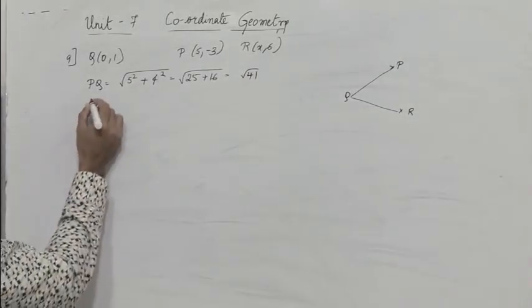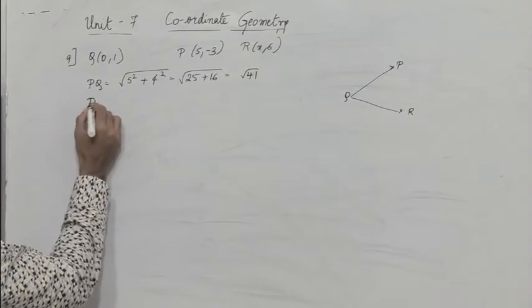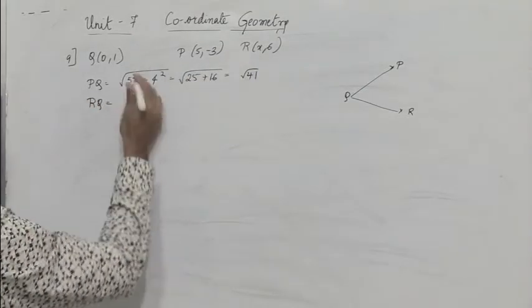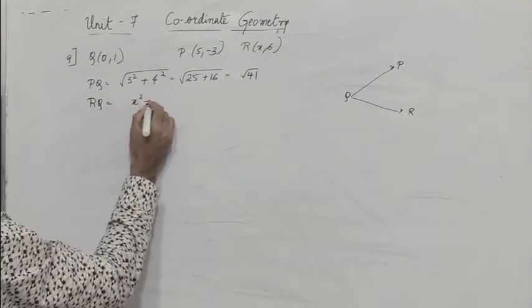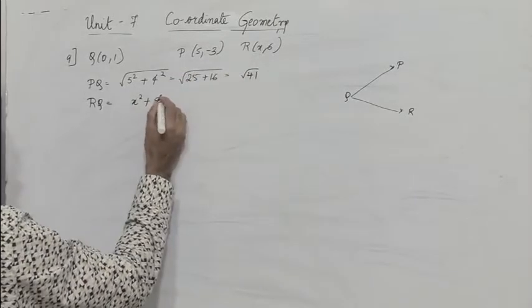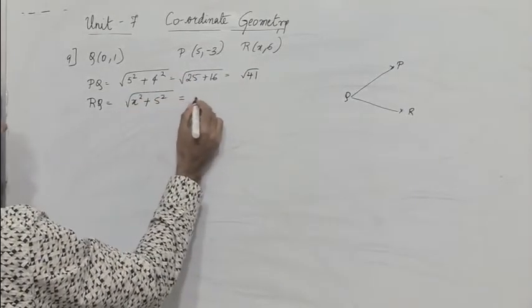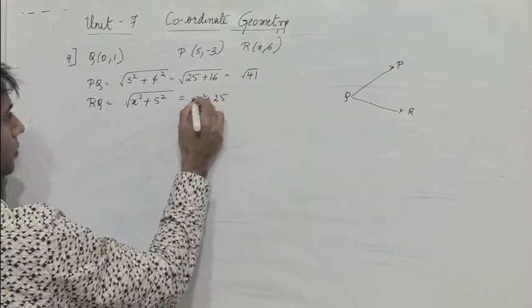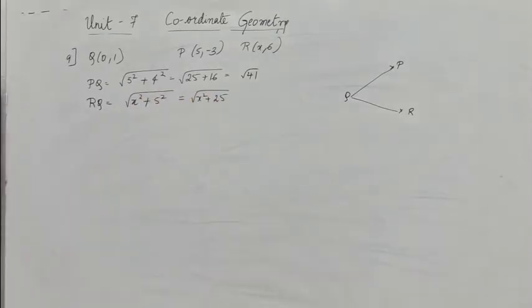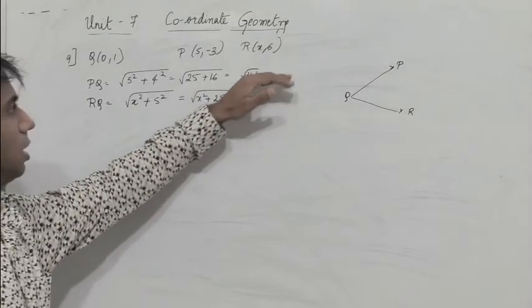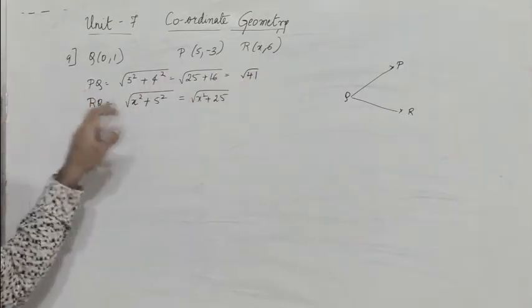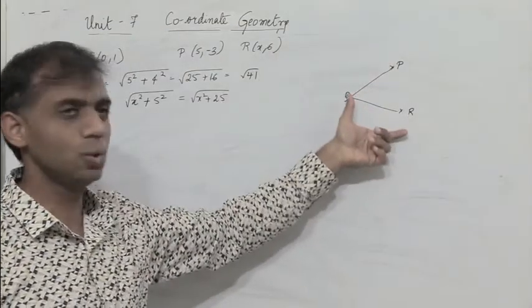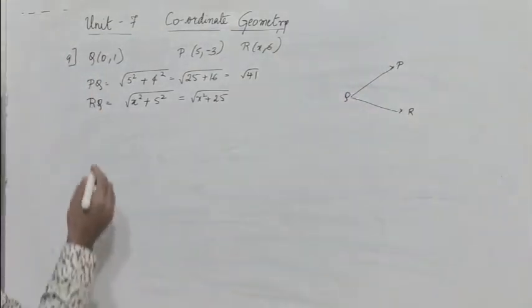Next I need to find RQ. So (x minus 0) squared, which is x squared, plus (6 minus 1) squared, which is 5 squared, the whole root. So I have the square root of x squared plus 25. Given in the problem, these two distances are equal, right? So PQ is equal to QR, so let me equate both of them.